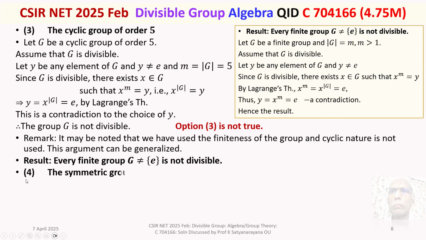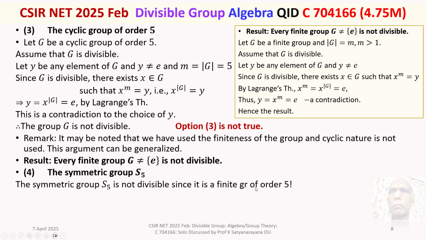And now we come to option 4, the symmetric group S5. What is S5? Symmetric group S5 is a finite group whose order is 5 factorial, that is 120. It is a finite group and is not a trivial group. Therefore, it is not divisible. The symmetric group S5 is not divisible since it is a finite group of order 5 factorial. Use this result.